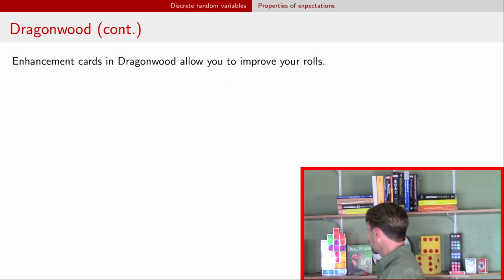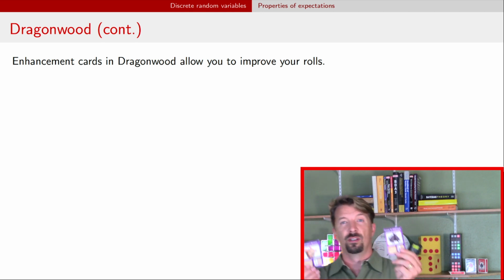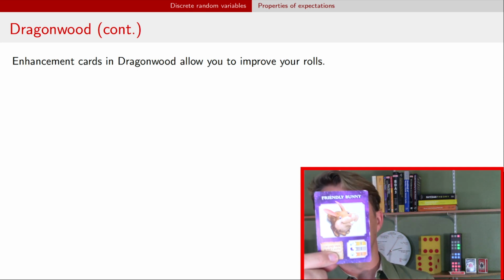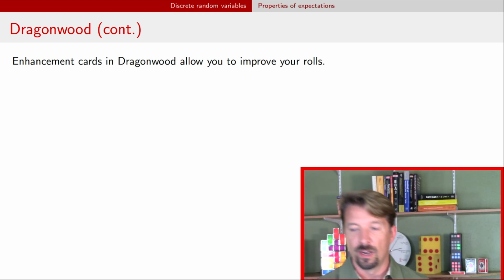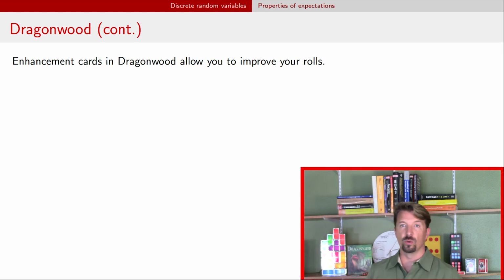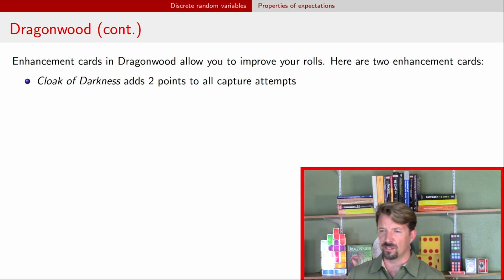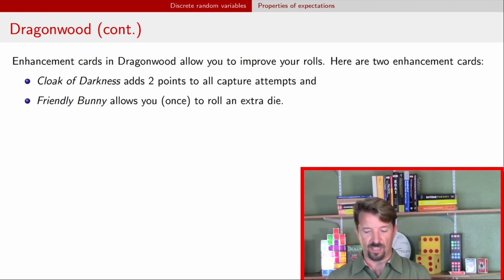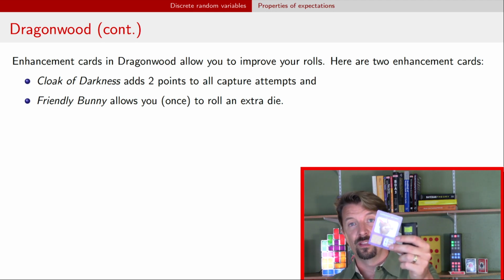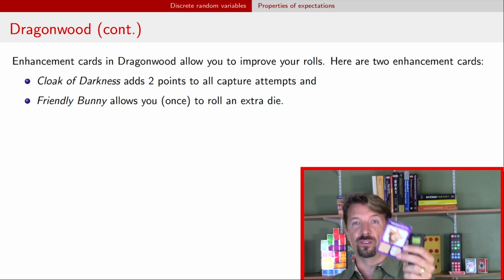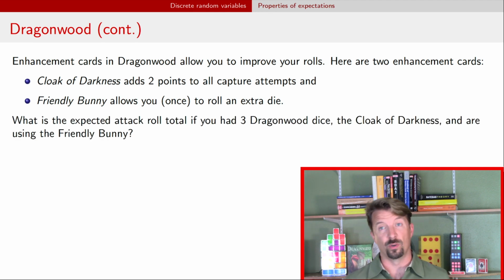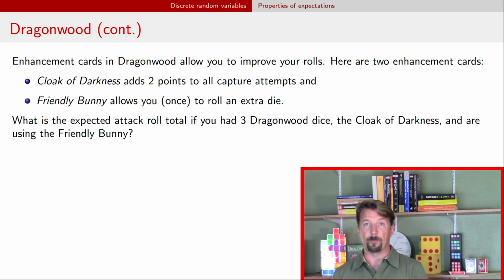Alright, there are a couple of other cards in the game of Dragonwood. These two cards right here, we have the Friendly Bunny and we have the Cloak of Darkness, and they allow you to help out your rolls. The Cloak of Darkness in particular just always adds 2 any time you're trying to get a monster. And the Friendly Bunny allows you to roll an extra die, but only once. So once you use this card, it's gone for the rest of the game. So the question on this slide is, what's the expected attack roll if you're rolling 3 dice, you have the Cloak of Darkness, and you opt to use the Friendly Bunny?